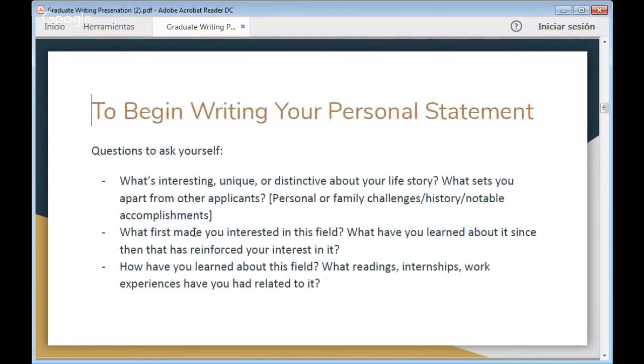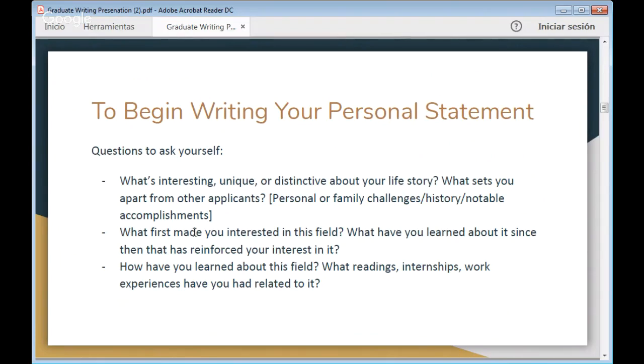Okay, so to begin writing your personal statement, it's a good idea to reflect on some of your experiences. Here are some questions that can get you started. The first one you would want to reflect on is, what's interesting, unique, or distinctive about your life story? What unique events have happened to you in your life that have led you to this path? And going with that, what sets you apart from other applicants? What is something that will show you off as an individual?